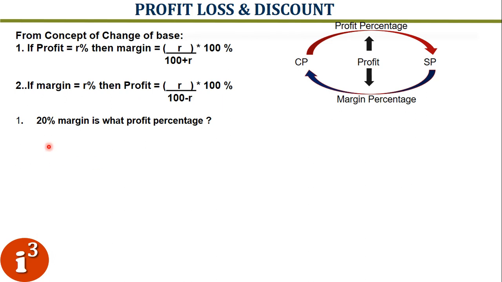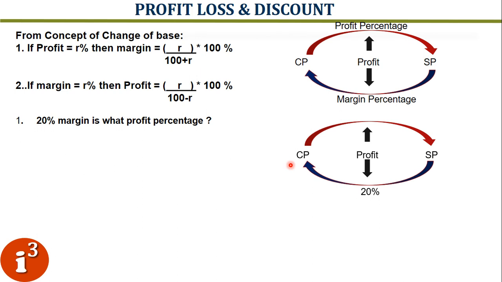So questions will be given where the profit percentage is not given. Rather, it is given that the seller incurs a 20% margin. There is a margin of 20%. So you see this question: cost price is given, profit, selling price, the margin is given as 20%. What will be the profit percentage?